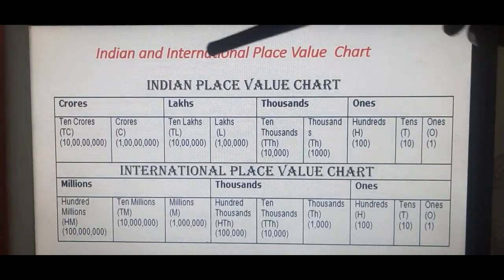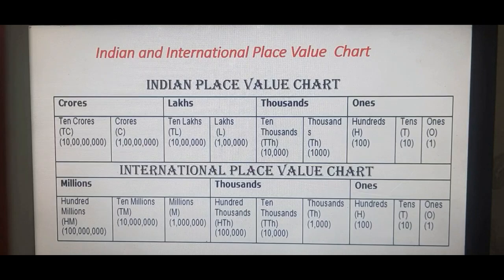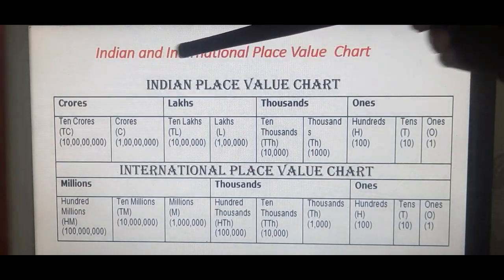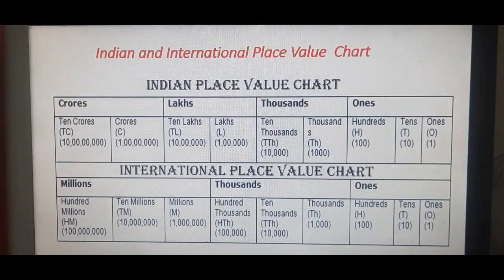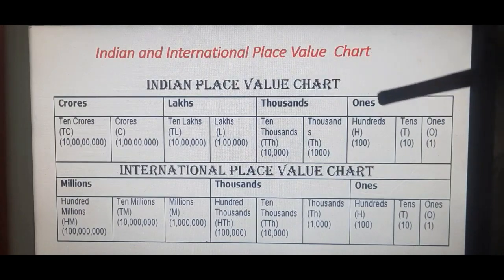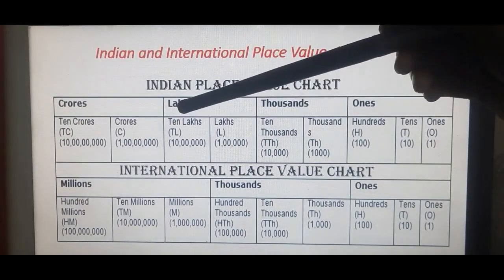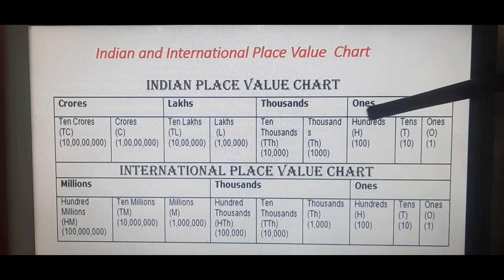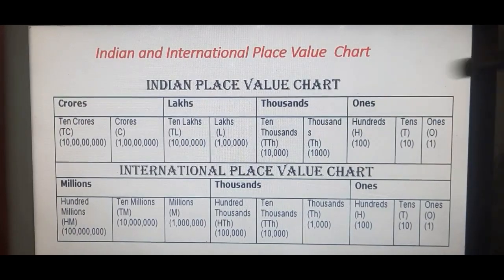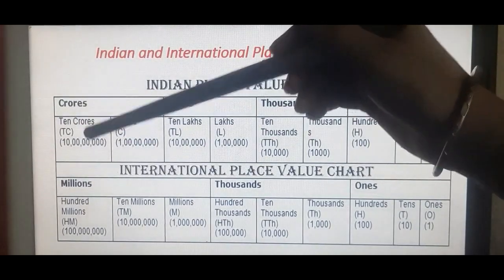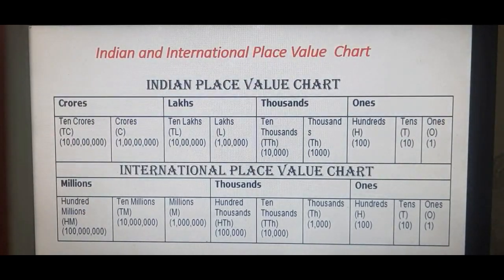Now we will revise the Indian and international place value charts. The place value chart which is used in India is the Indian place value chart, and the international place value chart is used in the other countries in the world. The Indian place value chart contains the periods ones, thousands, lakhs and crores. And places are ones, tens, hundreds in the ones period, thousands, 10,000s in the thousands period, lakhs, 10 lakhs in the lakhs period, crores, 10 crores in the crores period.